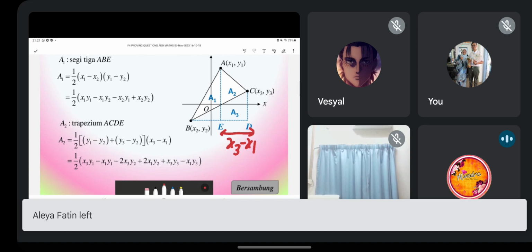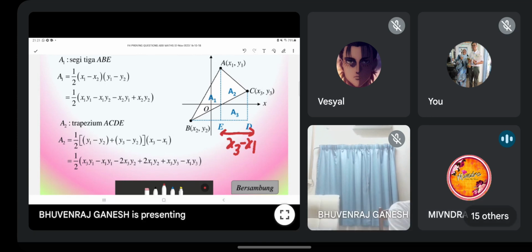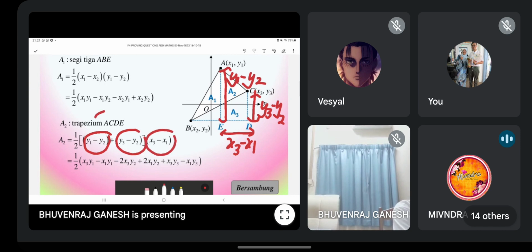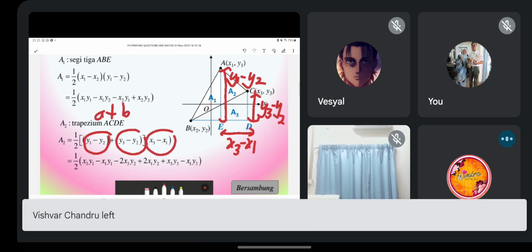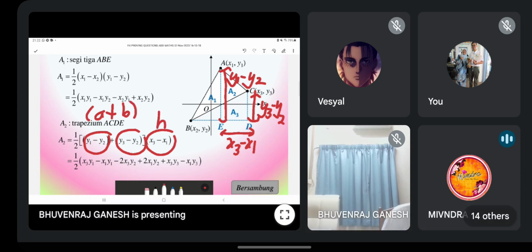Okay, and for CD, Y3 minus Y2. And for AE is Y1 minus Y2. Okay, lepas macam ni, memudahkan kerja kita. Lepas tu kita just substitute dalam tu. 1/2 A tambah B. A tambah B yang kat dalam tu. Lepas tu darab dengan height. AB darab dengan height. Lepas tu kembangkan dalam kurungan dulu. And then darab dengan height. Lepas tu baru okay lah.